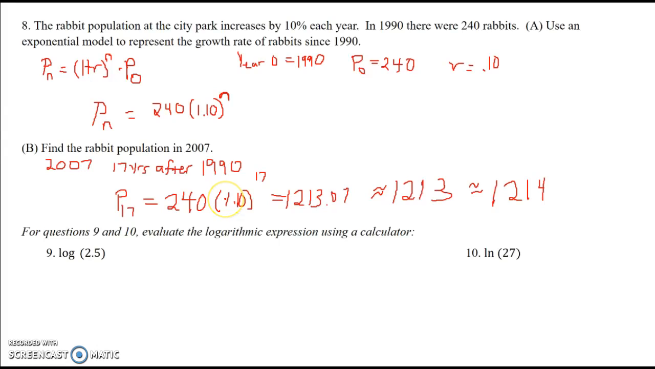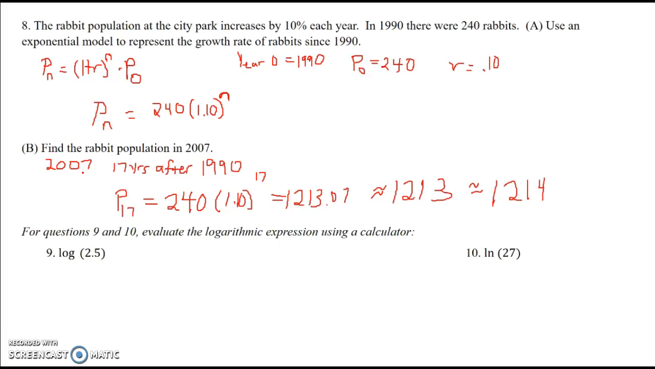Now this is an example really of extrapolation, because we only know for sure that in 1990 there were 240 rabbits, and the rabbit population increases by 10% each year. 2007 is way after 1990, so we're not sure if the population will continue with the same trend.